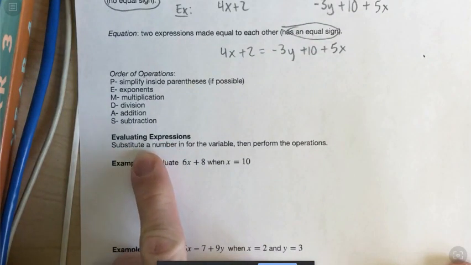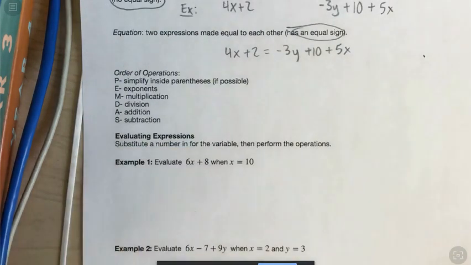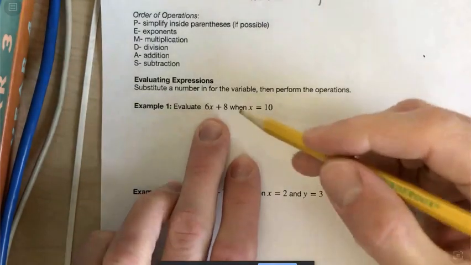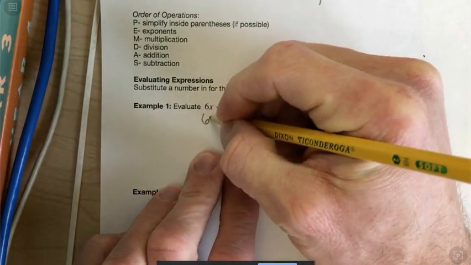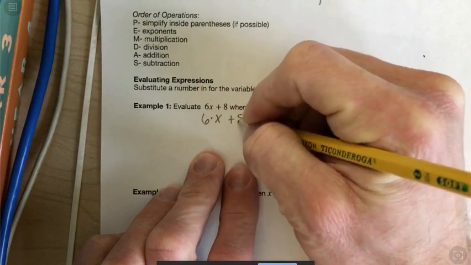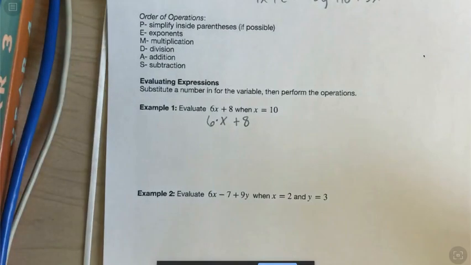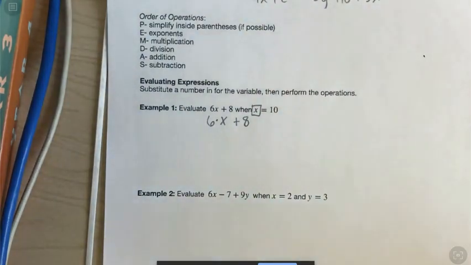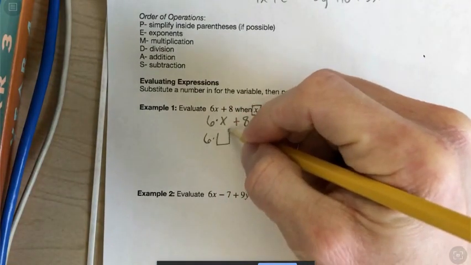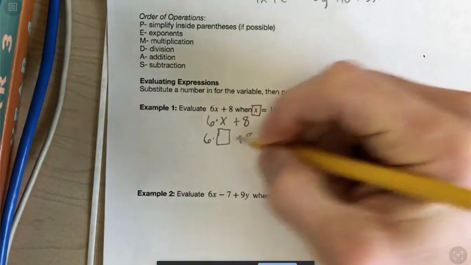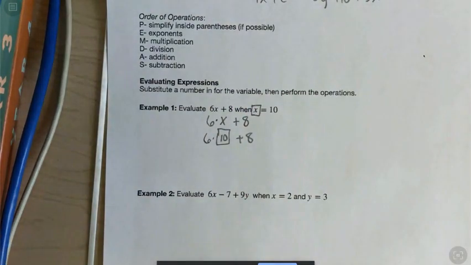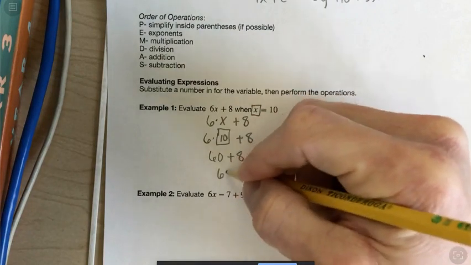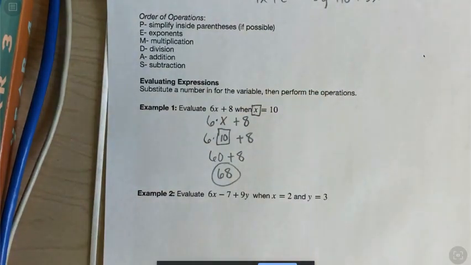And remember, all that means is if I give you a number for a variable, then you're replacing it. So here we have 6x plus 8. And remember, 6x really means 6 times x. I know it's not explicitly written, but that's what it means. All evaluating expressions says is, now that I'm telling you x equals 10, there is no x anymore. We have a value for it. In this case, that's 10. And 6 times 10 is 60, plus 8 is 68. And there we have it.